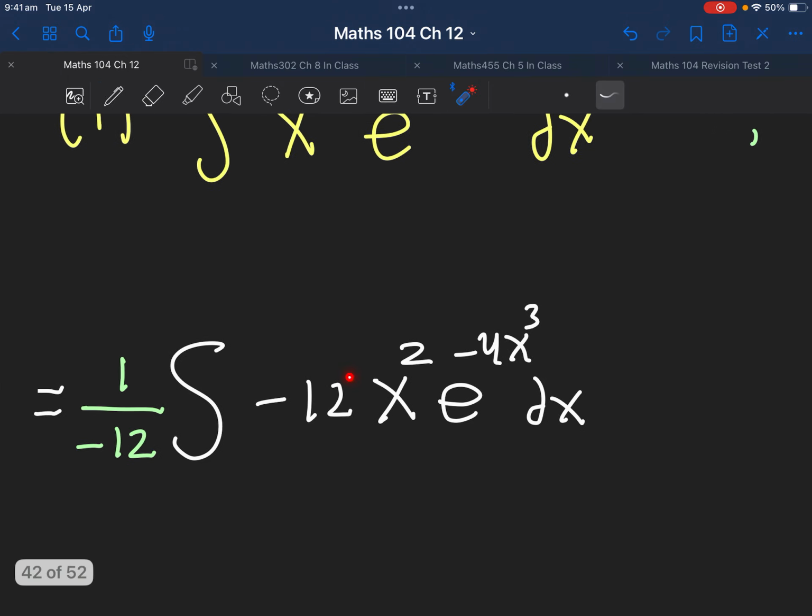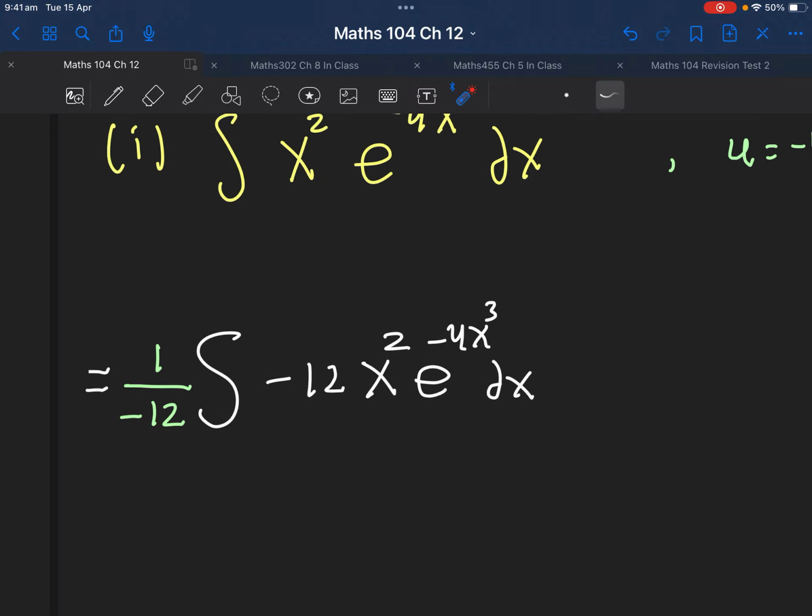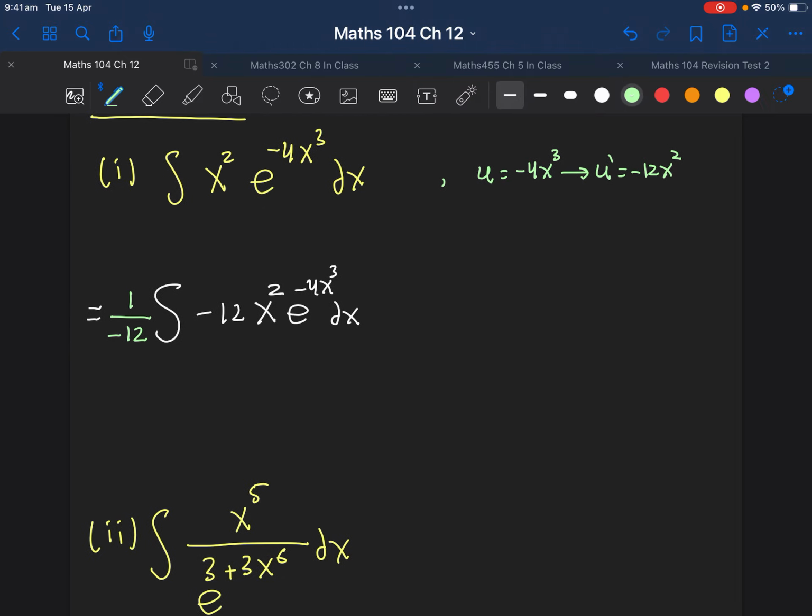This is supposed to be cancelled with this, so we get this back. It's like I'm multiplying by something I need, and then I divide by the same thing. So I didn't change anything in the question. Why do we need to do that? Because now the answer is simple. This is just e^u u prime dx.